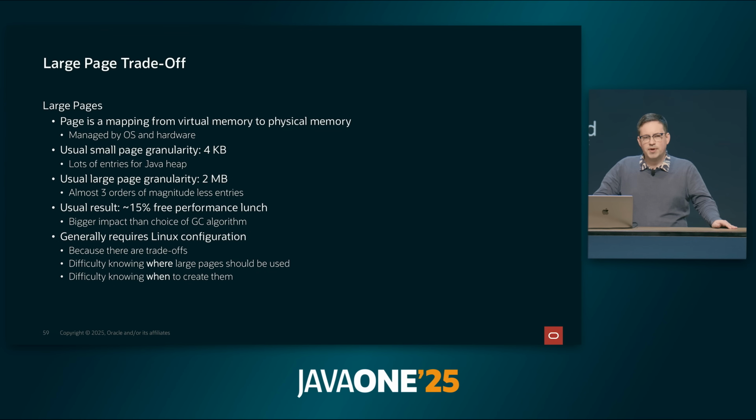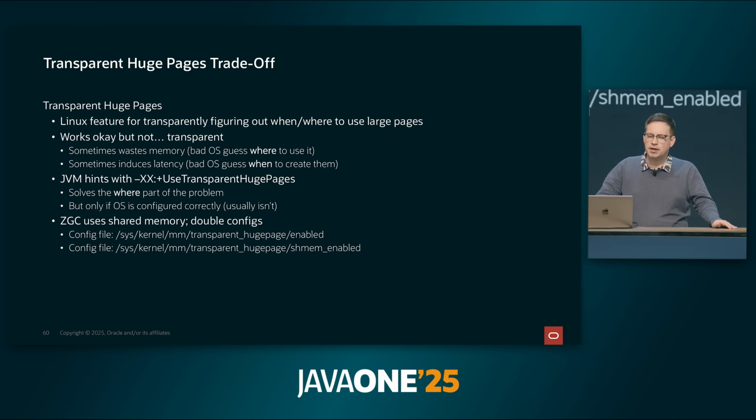And this trade-off goes back to the OS itself. It's hard for the operating system to know when and where to put large pages. If you put it in the wrong place, then you get memory overheads. And if you do it at the wrong time, you get latency problems. There's a system called transparent huge pages in Linux that tries to do this transparently. Unfortunately, though, it isn't very transparent, and it tends to get both the when and the where wrong, which is unfortunate. The JVM can help a little bit.